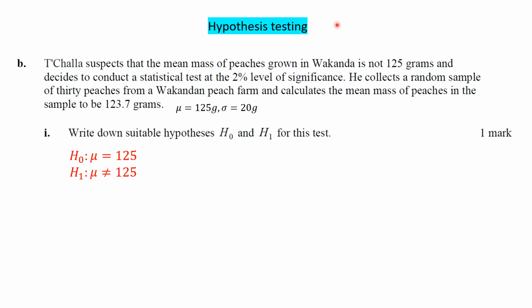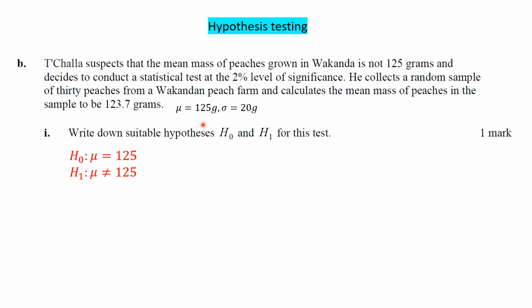Hi guys, in this video, I will go through a question on hypothesis testing. In this case, we know the mean mass of peaches and we know the standard deviation as well. So some people decided to do some testing and they think that the mean mass is not actually 125 grams. And we want to test this one at the 2% level of significance.